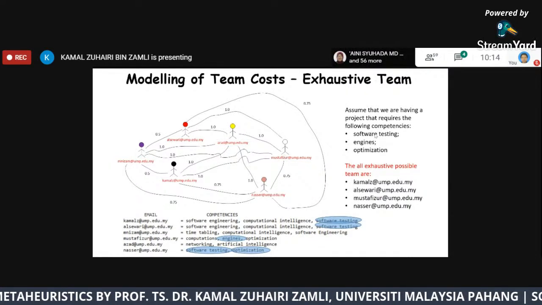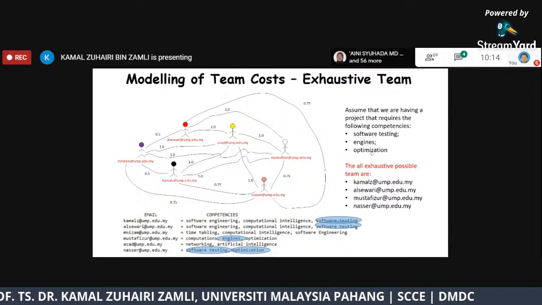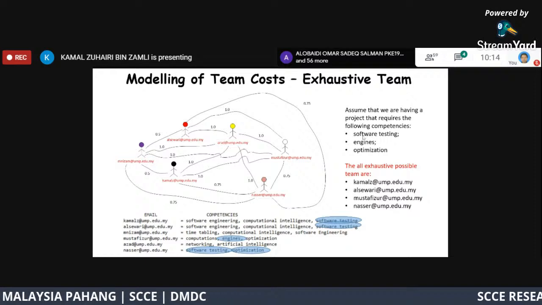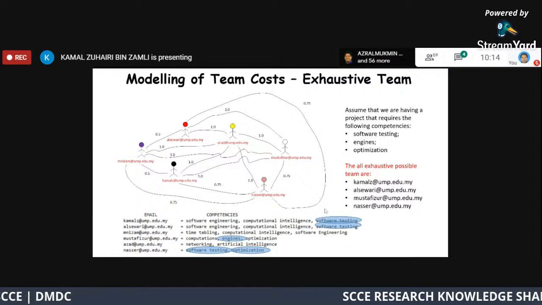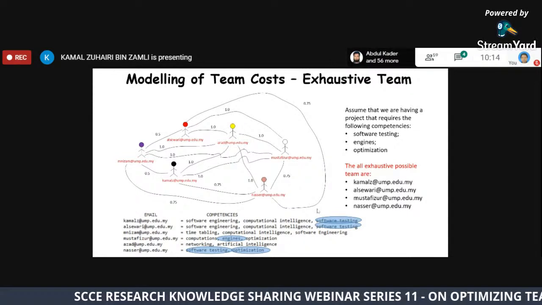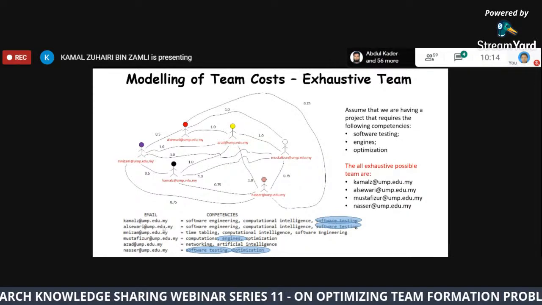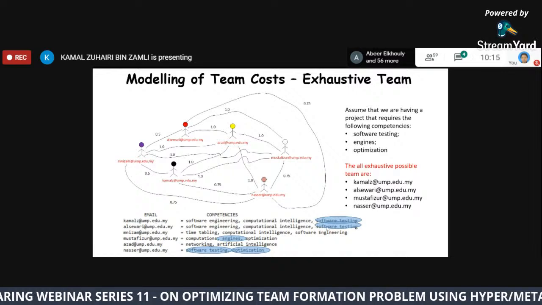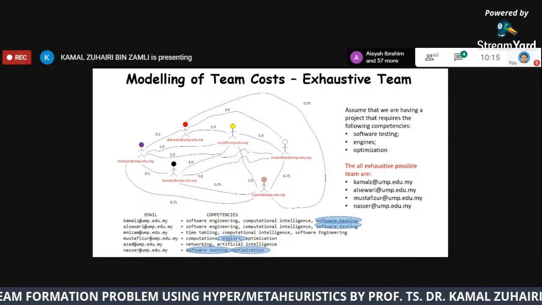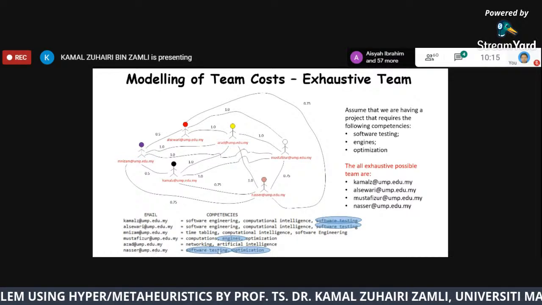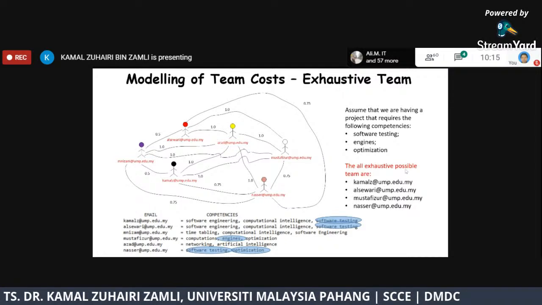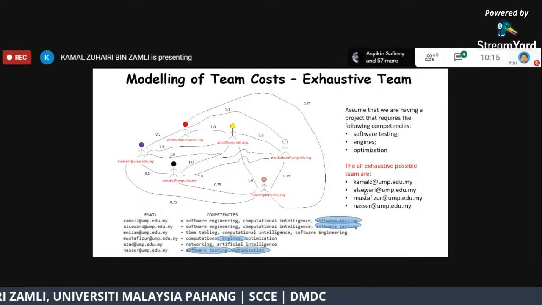that we are having a project requiring software testing, engine, and optimization. So what we can do, we can pick a team, for example, a guy with software testing. So all exhaustive possible team are, you can have Kamal because he has a skill of software testing. You can have Zuhairi because he also has a skill of software testing. And you have Mustafizo because he also has skill of engines. And then you have Nasir with a skill of optimization. So all exhaustive possible team are Kamal, Zuhairi, Mustafizo, and Nasir.